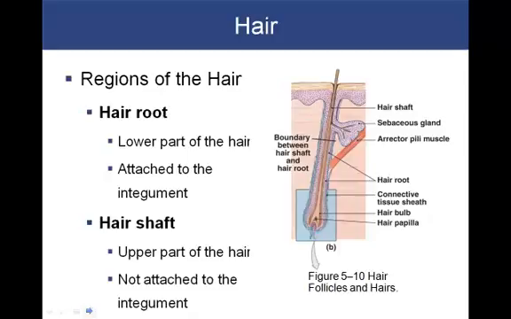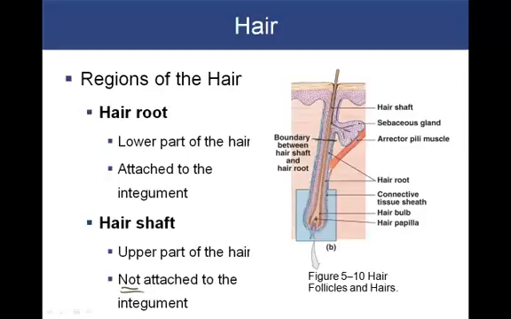Looking at other regions of the hair, we can identify the hair root from the hair shaft. And the major difference between these two structures is whether or not the structure is attached to the integument. The hair shaft is not attached to the integument. And I know it's kind of hard to visualize in this figure 510, but the shaft begins somewhere at this region. This line shows the boundary between the shaft and the root.